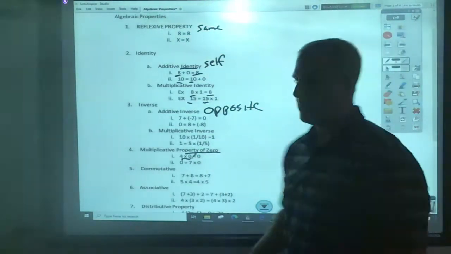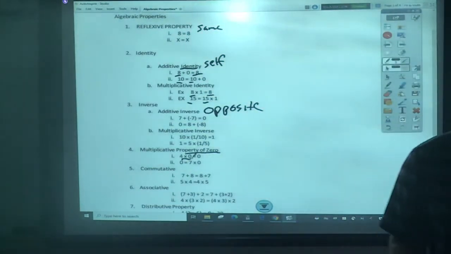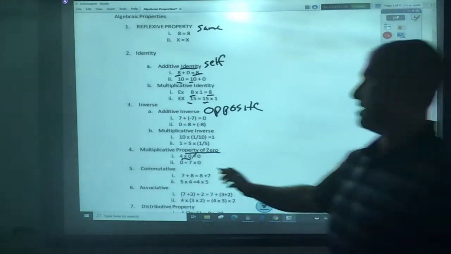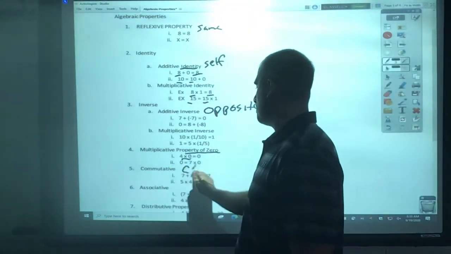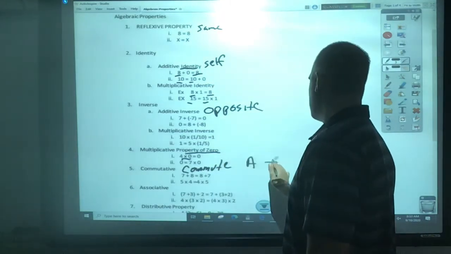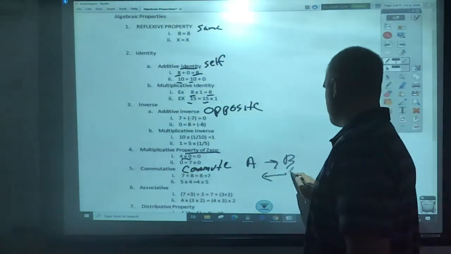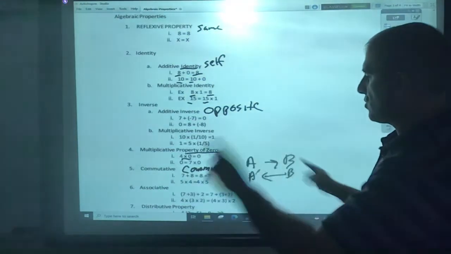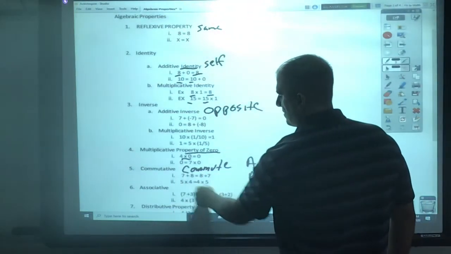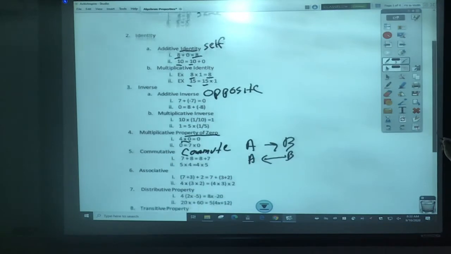Okay? Commutative. Now your parents, if they're working in an office right now, I know before the pandemic, a lot of people did commute. What does commute mean? It means going from A to B, and then you come back, from B to A. So it's an opposite order. So if you see 7 plus 8, same as 8 plus 7. 5 times 4, 4 times 5. All that happens is you change the order.